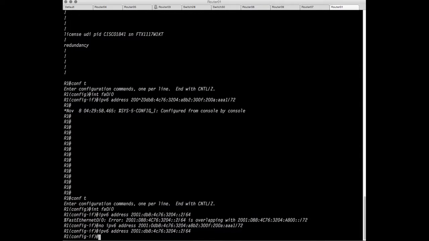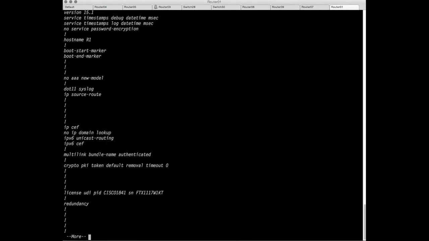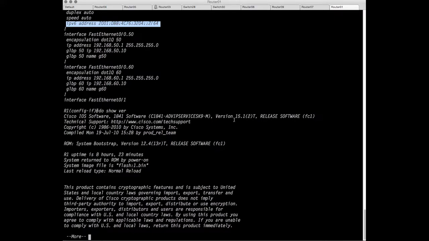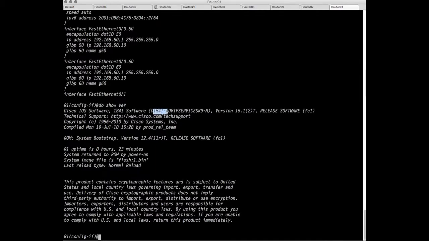So there's my address. Well, let's just check it. And there it is on FastEthernet 0/0. That is my address. It is that easy. I'm not going to go set up another router and do ping back and forth because it's an IP address. You see IP addresses all the time. You can lab it. It'll work. And just so you see the version I am using, I have an 1841 router. I'm using version 15.1(2)T. So yeah, that's the version I had to use.